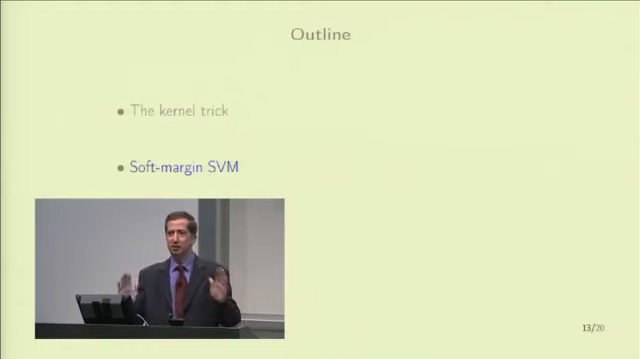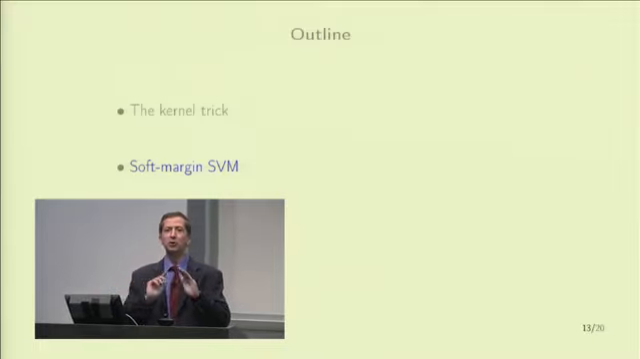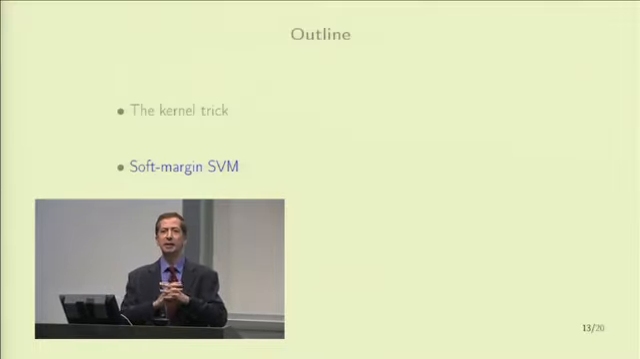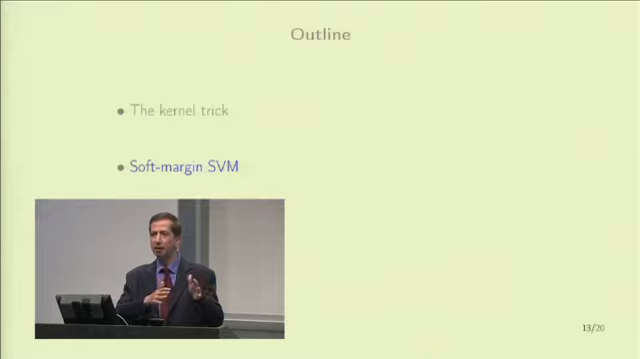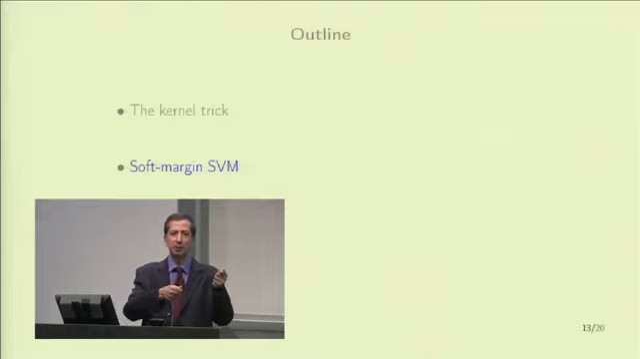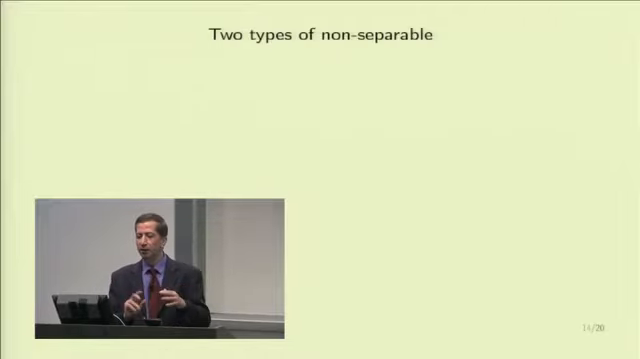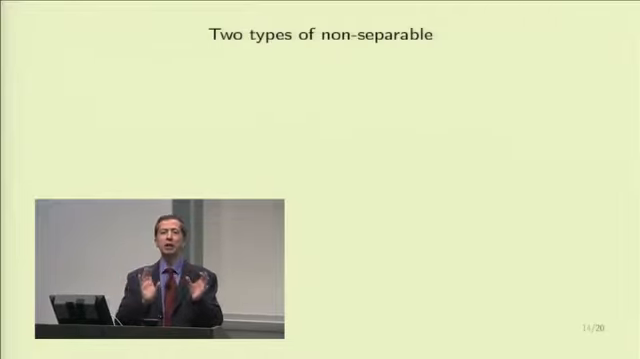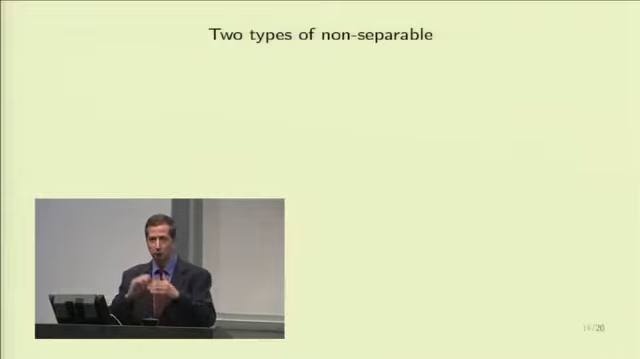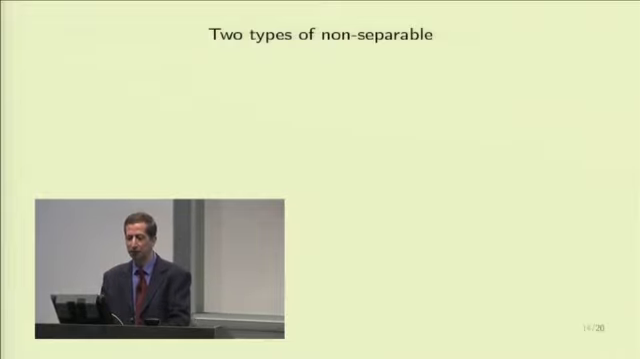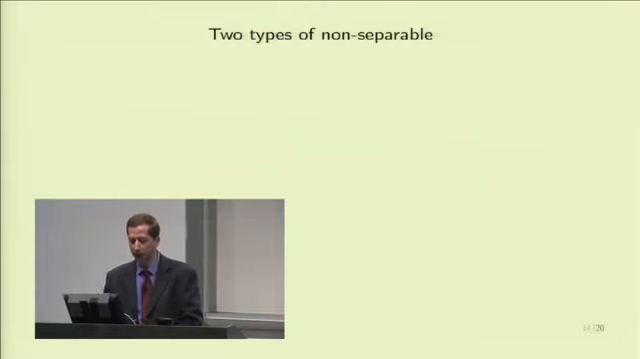Done with kernels, that's half the deal. And now we are going to the case where the data is not linearly separable, and we still insist on separating them while making some errors, okay? And this brings us back to the old dichotomy between two types of non-separable. We have seen this before, and this actually turns out to be the subject of this lecture, if you will.